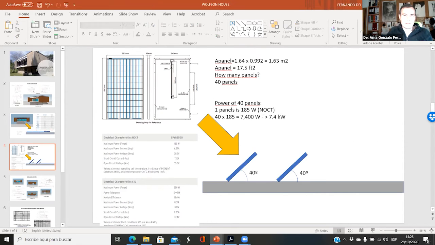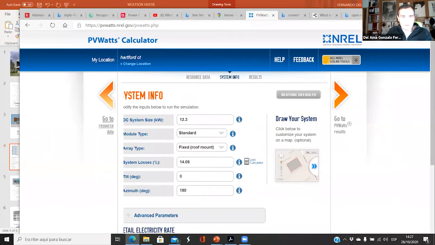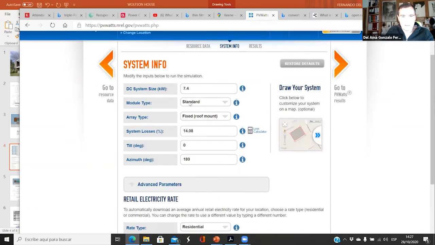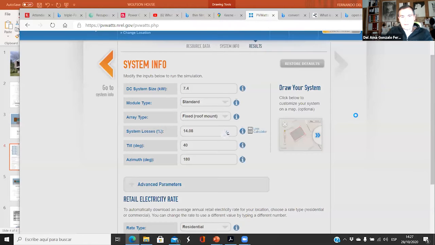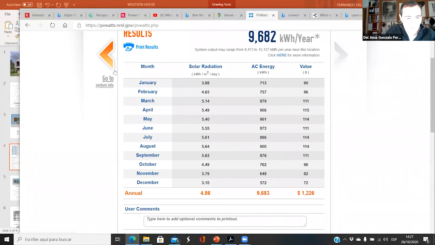Okay, so now let's do this. The PV array is 7.4. The angle is 40. And the azimuth is south. Okay, so we have to go back to the system info. So now this is 7.4, standard, whatever. The angle is 40. And now this has to be south oriented. So if we have a flat roof and we have an open rack, there is no point in any other orientation; it has to be always south because it's the most efficient one. Okay, so let's look at the production. And this is the final outcome.